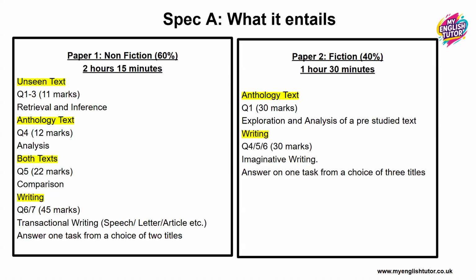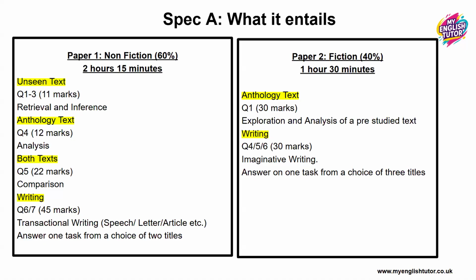They are given one of the texts in the exam to write about, and they are marked on their analysis of language and structure. They then need to bring both the unseen text and the anthology text together for a comparison, and this is a 22-mark question. Finally, for this paper, there is a transactional writing task. Students will be given a choice of 2 titles and will have to answer for one of these. This will be a combination of 2 of the following text types: speech, letter, article, review or guide.